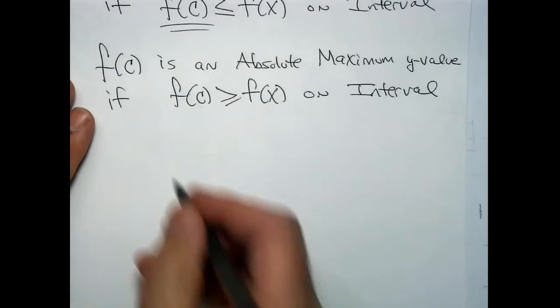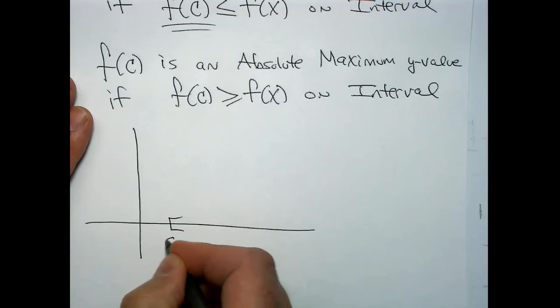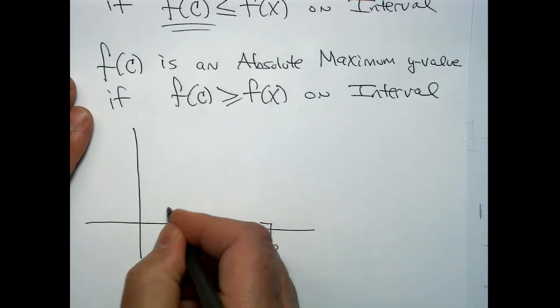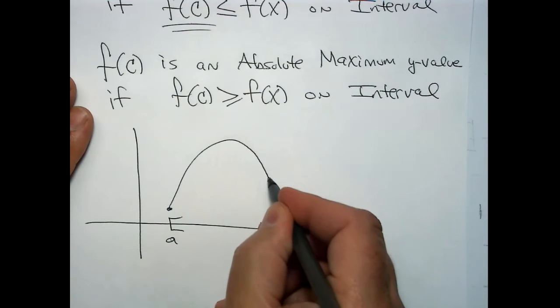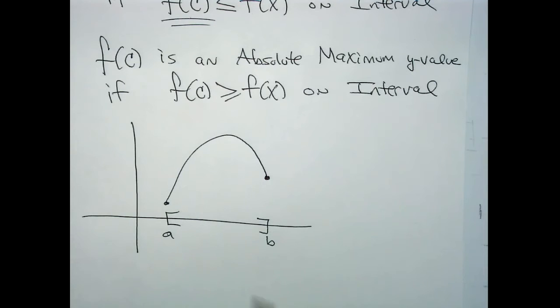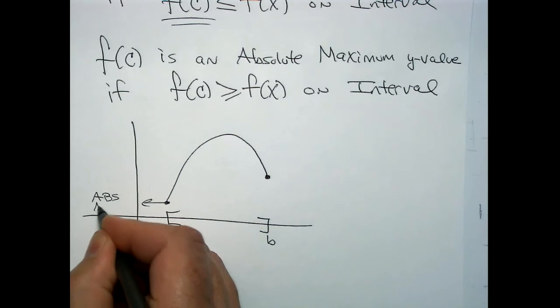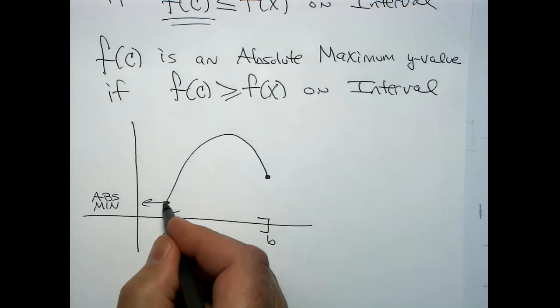So where do these values show up? There's only two places where you're going to find them. Take a look at the graph one more time. Let's do this one. Where's the absolute minimum? Right here. There is no lower y value, and I can put my finger on it. So that is the absolute minimum.